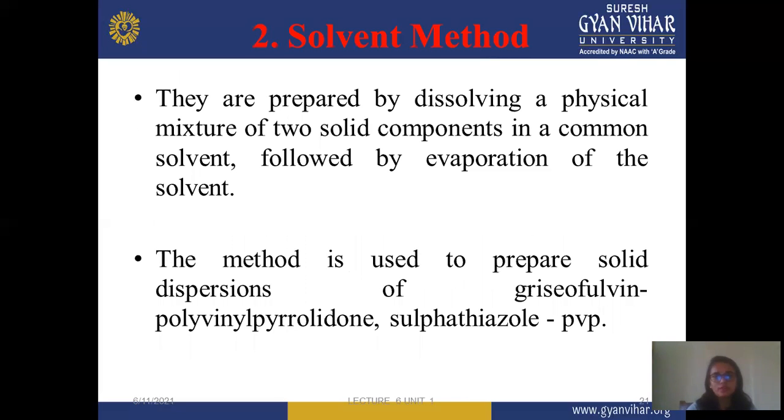Next is the solvent method. They are prepared by dissolving a physical mixture of two solid components in a common solvent, followed by evaporation of the solvent. In this solvent method, we dissolve the physical mixture of two solid compounds with the help of a solvent, then evaporate the solvent. So you take two compounds, both in a solid state, and add these two solid compounds in a solution.